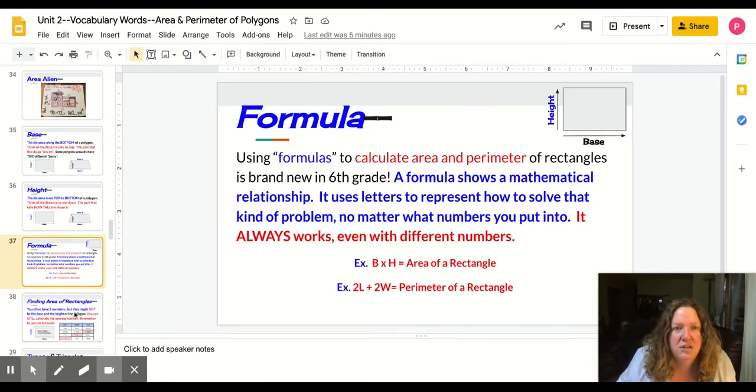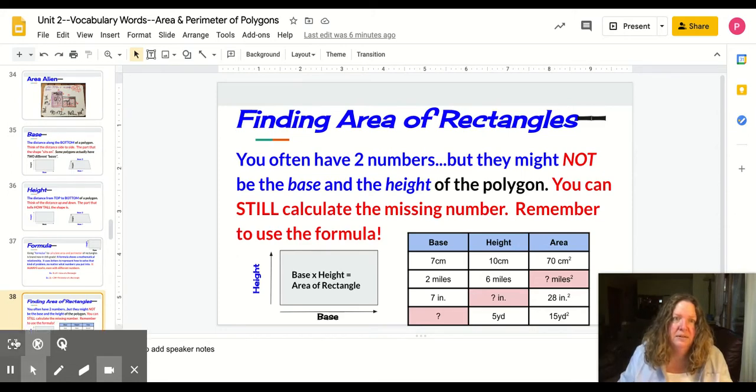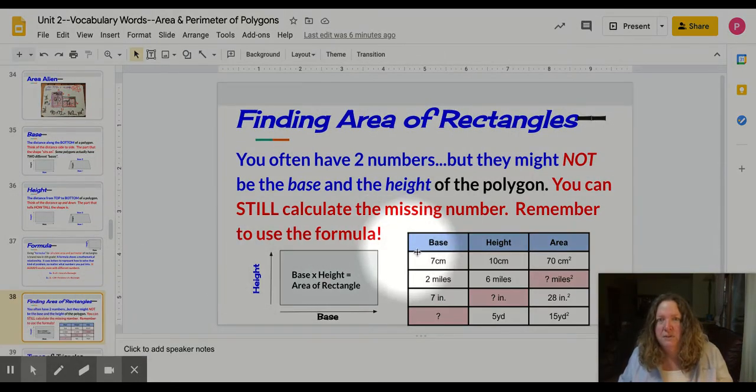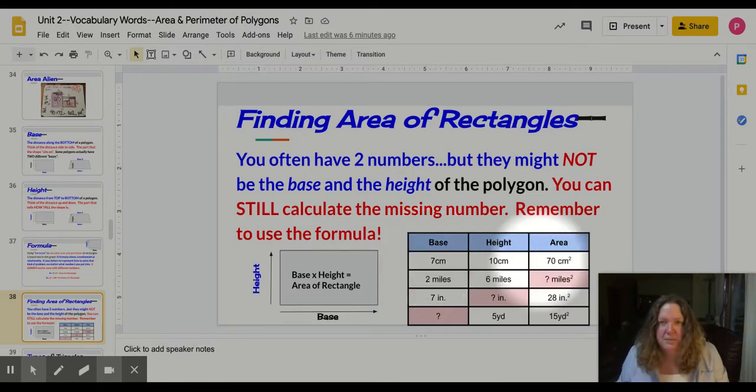So let's also talk about finding the area of rectangles. When we're finding the area of rectangles, you often have two numbers, but it's really important to know they might not be the base and the height. If you have the base and the height, you know base times height is the area. Easy. So take a look right here. Let me change into my pointer again. There we go. If the base is 7 and the height is 10, 7 times 10 is 70. You've got the area. Base times height will give you the area no matter what the numbers are.